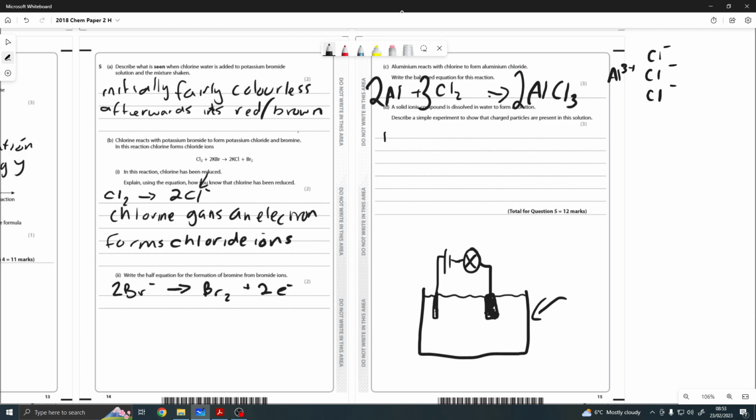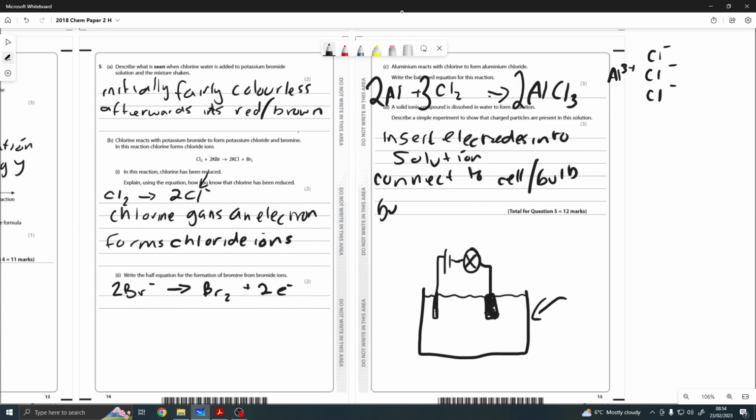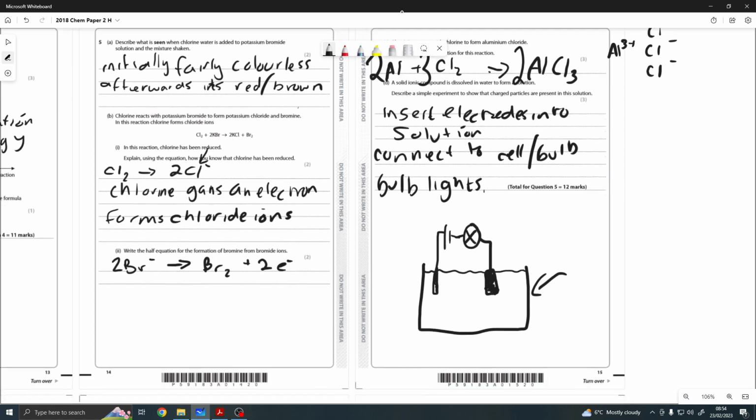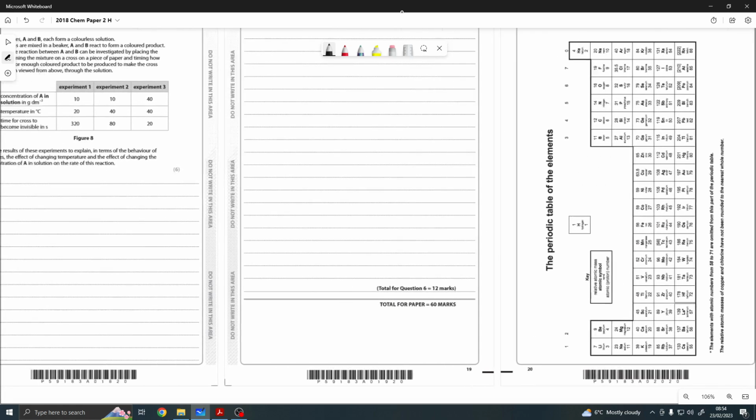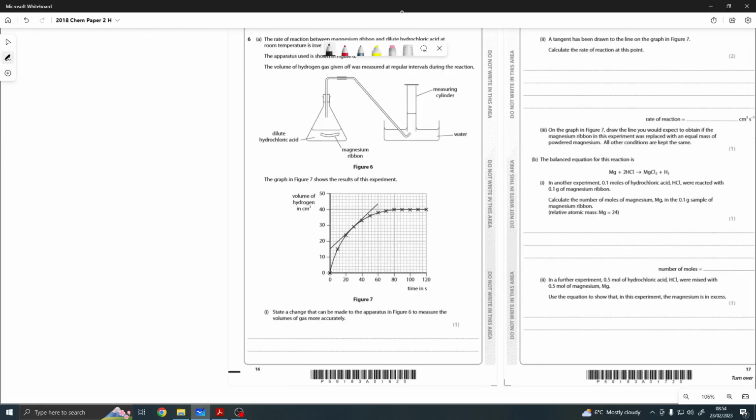So insert electrodes into solution, connect to cell / bulb. I mean, you could use a voltmeter, you could use an ammeter, it doesn't really matter. Connect to cell / bulb, and bulb lights. And that will show you there are ions, charged particles. Okay, oh look, that is the end. There's the big long question, but we'll tackle the rest of it first.